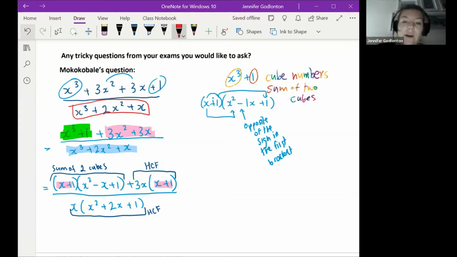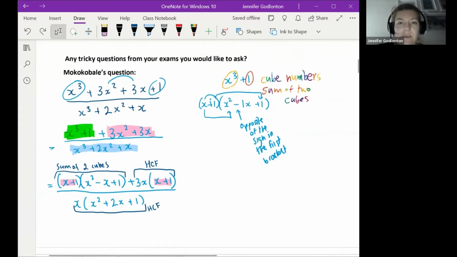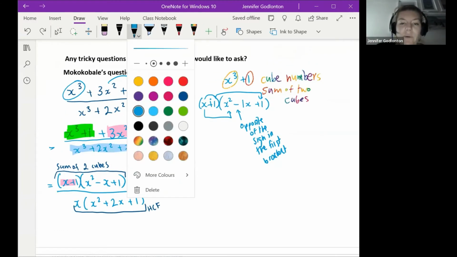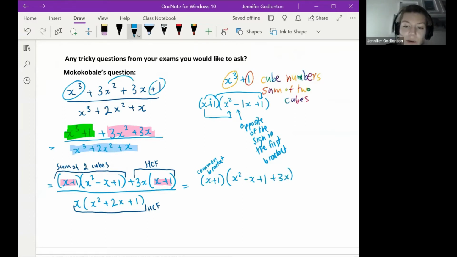Okay. So now we're at this point over here. Oh gosh, I've already run out of space. What we're going to do at this point is we're going to take out that highest common bracket. So I'm going to take out x plus 1 as my common bracket. And I'm left with x squared minus x plus 1 plus 3x. And all of that is over x squared plus 2x plus 1.